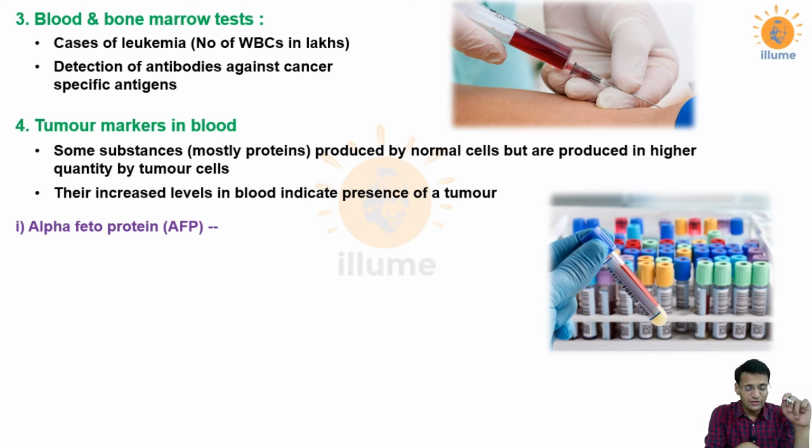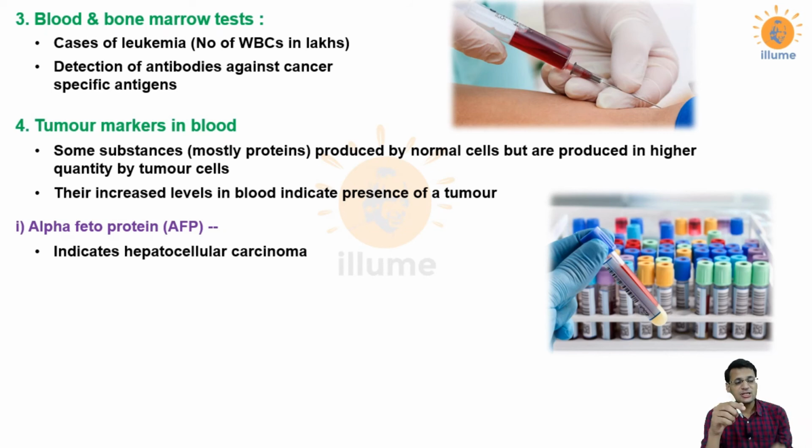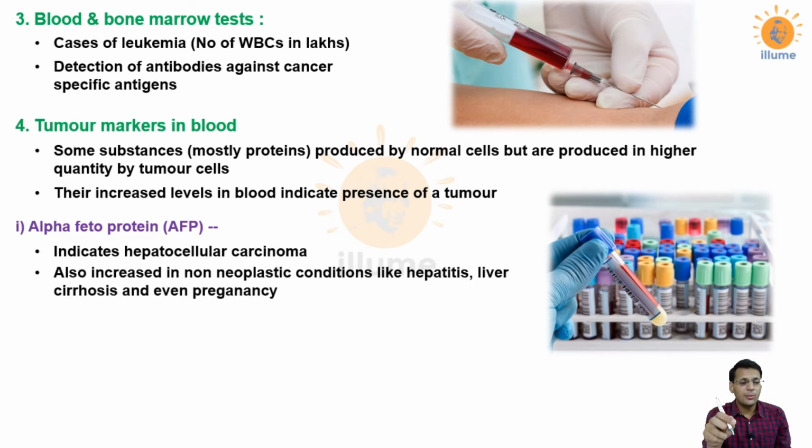The first one is alpha fetoprotein, and its high concentration in blood indicates the presence of hepatocellular carcinoma. But as I said earlier, tumor markers are also produced by normal cells, and there are certain non-neoplastic conditions. Non-neoplastic conditions means other than tumor cases, its concentration is also increased in cases of hepatitis, liver cirrhosis, and even in pregnancy you can see an increased AFP in blood.